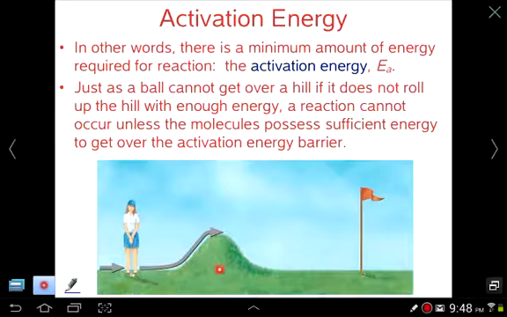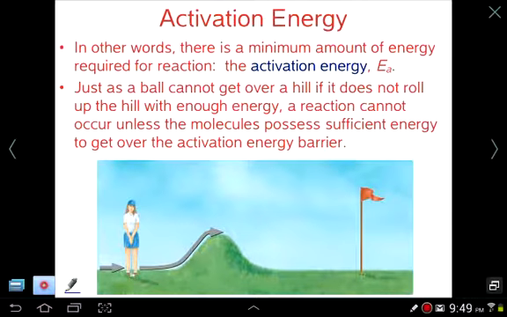And this hill, the higher the hill, the more energy must be transferred to the golf ball. So the activation energy is what holds the key to explaining how increasing temperature allows us to increase the reaction rate. And this is usually signified as E sub A, or the energy of activation.